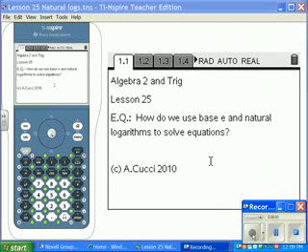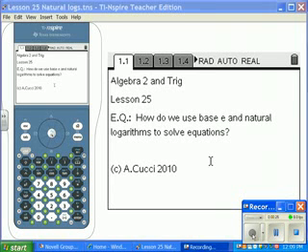About logarithms, common logarithms. Common logarithms have a base of 10. We learned about e. What's e? 2.7 something, right? Okay. So what we're going to do today is learn how to solve these equations using what we call the natural log and our e.